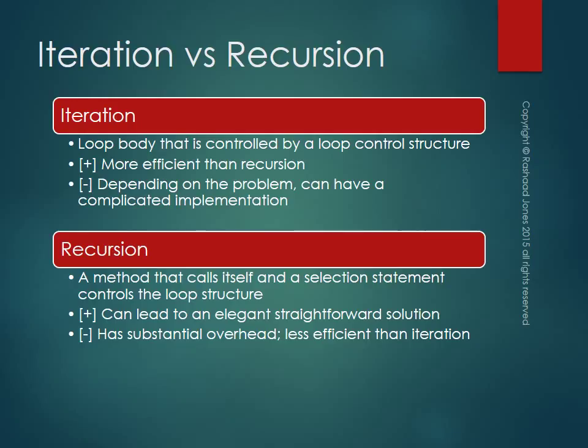But the negative for iteration is, depending upon the problem, using iteration can have a very complicated implementation. Again, when we're doing factorial, you don't see that, but other examples, which we'll discuss in part 2, if we try to use iteration, our solution would be extremely more complicated. Now, when we look at recursion, on the other hand, recursion is where a method calls itself, and then we use a selection statement that controls a loop structure.